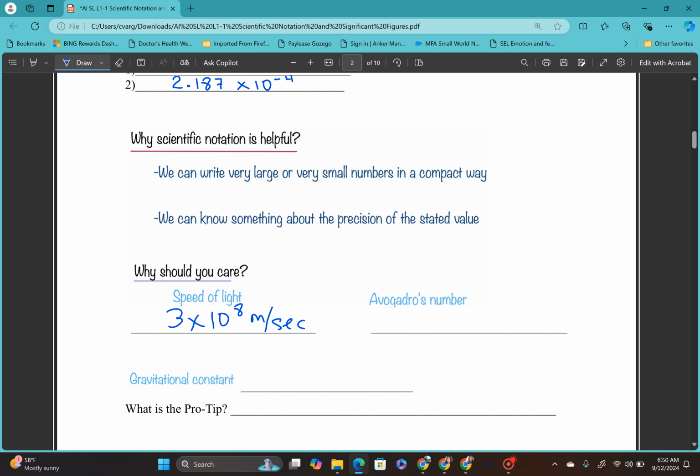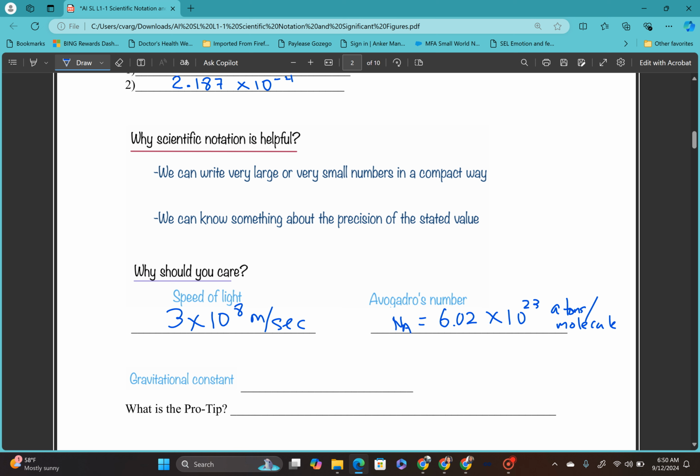Okay, Avogadro's number you might hear in chemistry, and that is symbol Na, and it's equal to 6.02 times 10 to the 23rd, and the units are going to be atoms per molecule. Okay. And that also is a very large number.